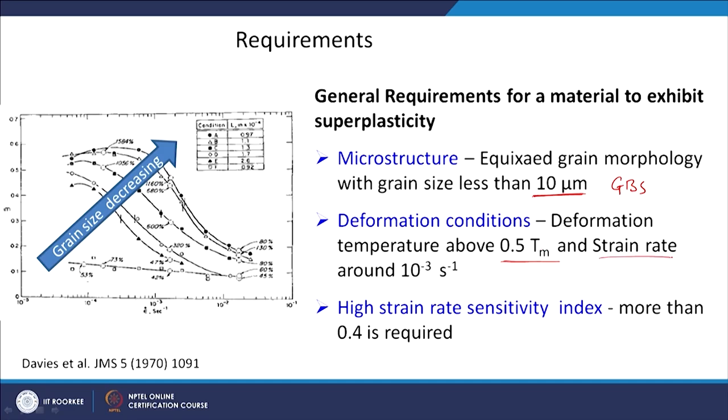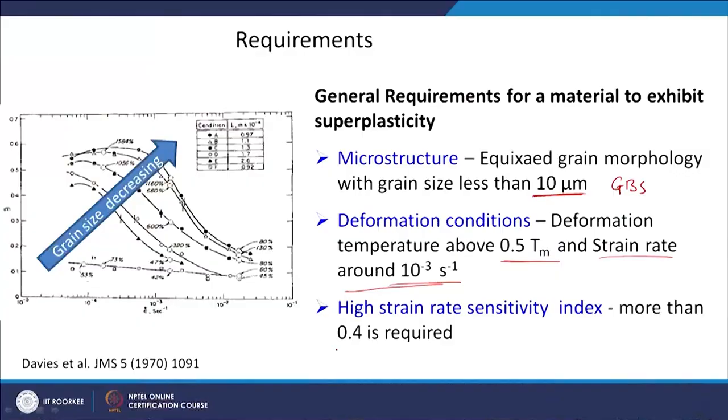And the strain rate is around 10 to the power minus 3 per second. So strain rates are very low compared to other forming processes or hot deformation processes. That is the only drawback of superplastic deformation. One is of course high temperature, that you have to take the material to high temperature, and the other is the very slow strain rate. So when we are doing forming, one part will be produced in a very long time, and the productivity will be low if you are going for superplastic forming.